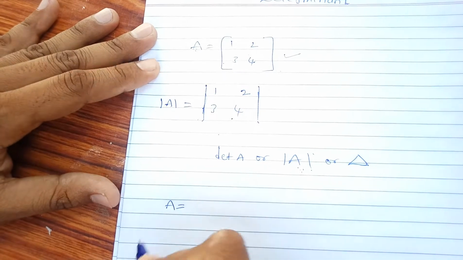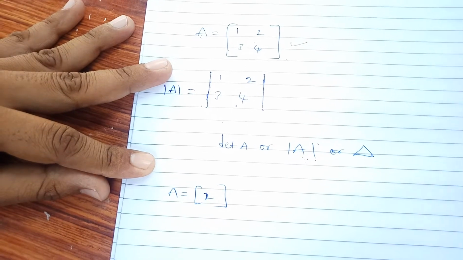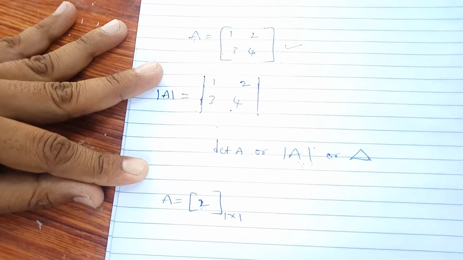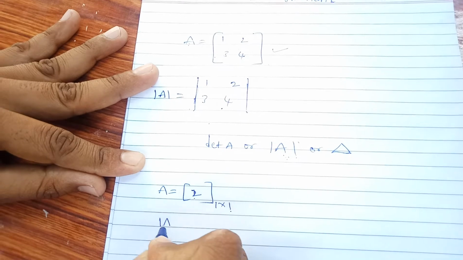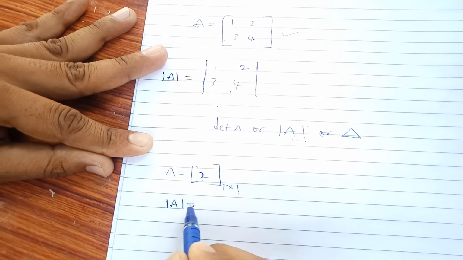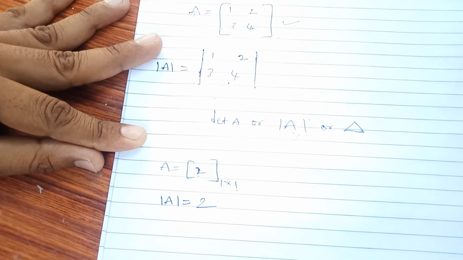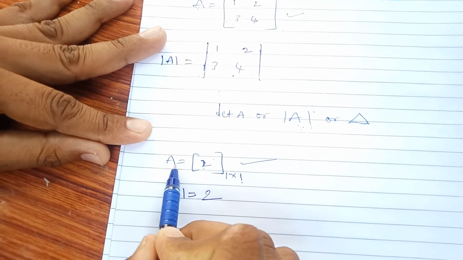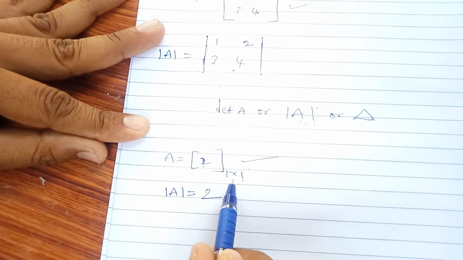Suppose we have the matrix A containing only one element, that is 2, whose order, we know the order of the matrix is number of rows by number of columns, so 1 by 1. Next, suppose we apply the determinant for this. Whatever single element is present in the matrix A, that is the result. So this is known as the determinant of a matrix A whose order is 1 by 1. Otherwise simply we can say whose order is 1.